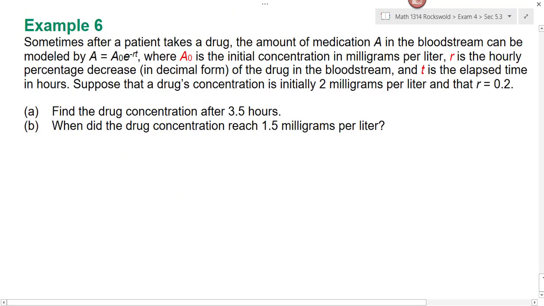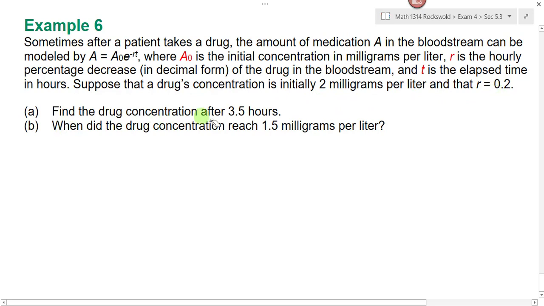In example 6, we're told that sometimes after a patient takes a drug, the amount of medication A in the bloodstream can be modeled by the formula A equals a sub naught e to the negative rt. This is exponential decay, where a sub naught is the initial concentration in milligrams per liter, r is the hourly percentage decrease in decimal form of the drug in the bloodstream, and t is the elapsed time in hours. Suppose that the drug's concentration is initially 2 milligrams per liter and r is equal to 0.2.